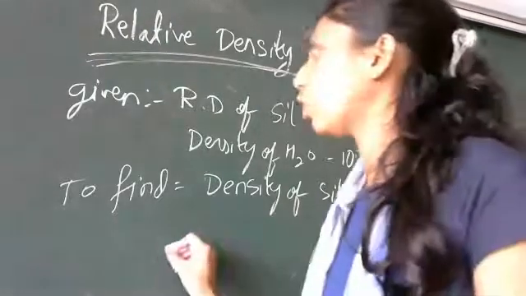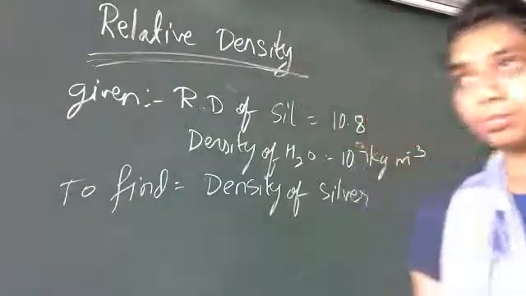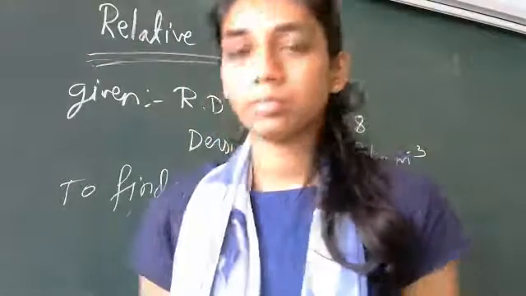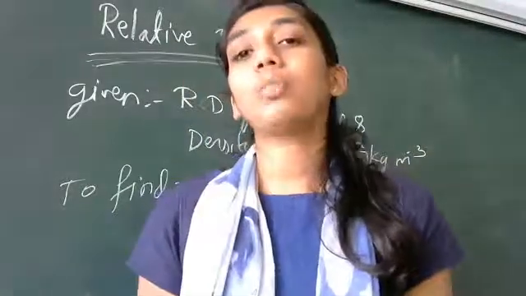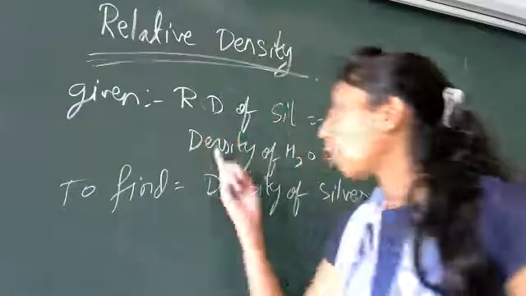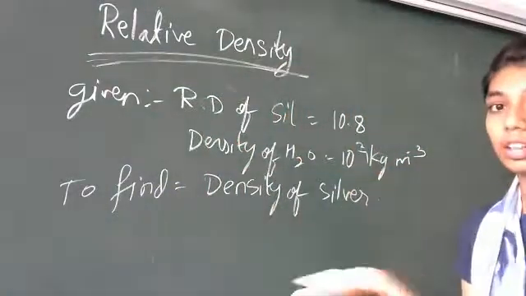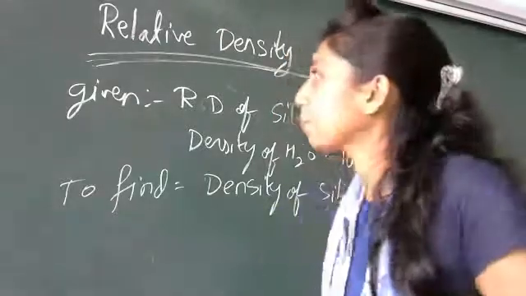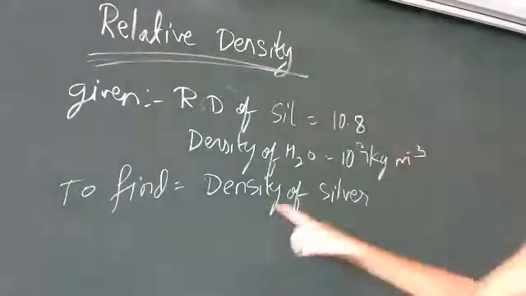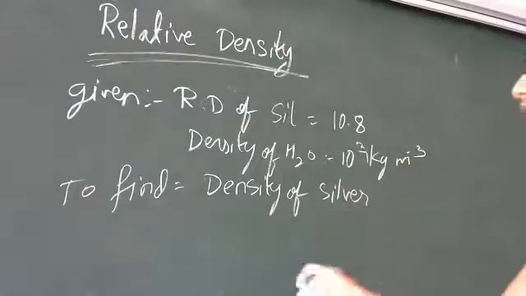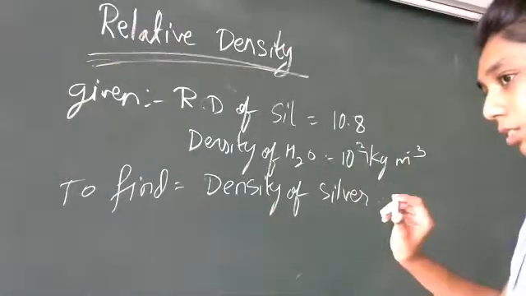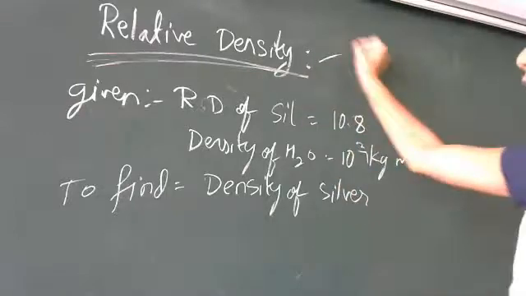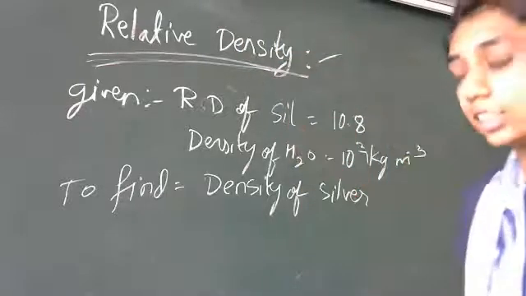Which formula should I use to solve this? Tell me the formula. Ma'am, density is equal to mass per volume. But mass and volume are not given to me over here. Then how can I use that formula? Think and tell me. What I need to find is density of silver. So density of substance upon density of water, yes. So we will use the formula of relative density, which I had written just now.